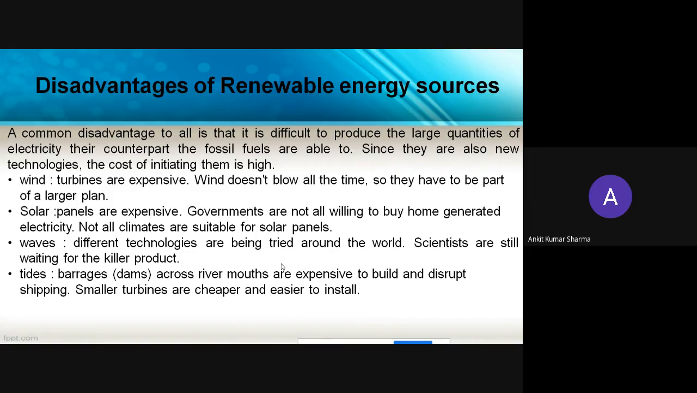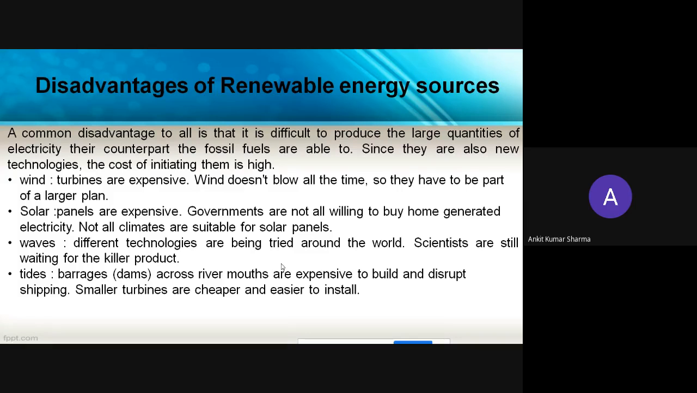So in the case of wind, the turbines are expensive. Wind does not blow all the time because of the uncertainty of wind flow, so they have to be part of a larger plant. And in the case of solar, the panels are really expensive, and governments are not too willing to buy home generated electricity. Not all climates are suitable for solar panels.